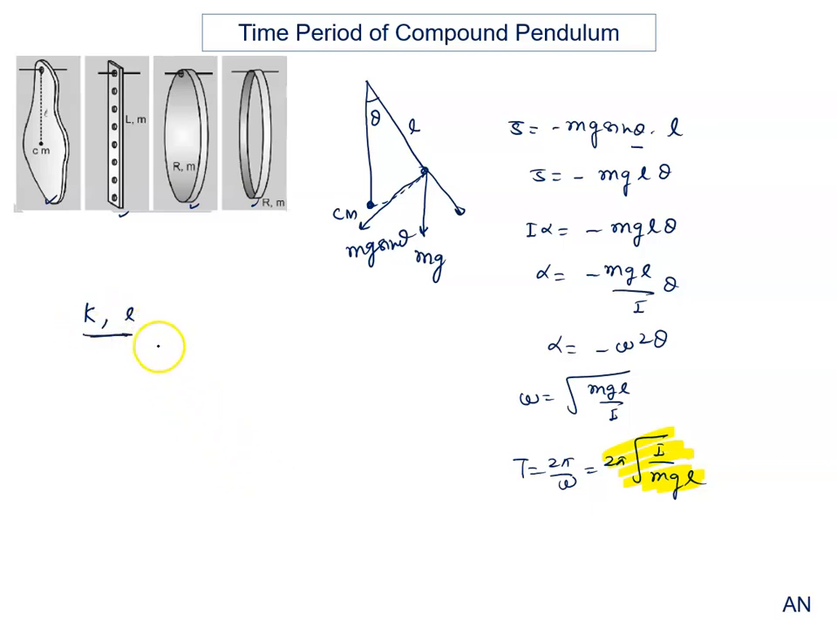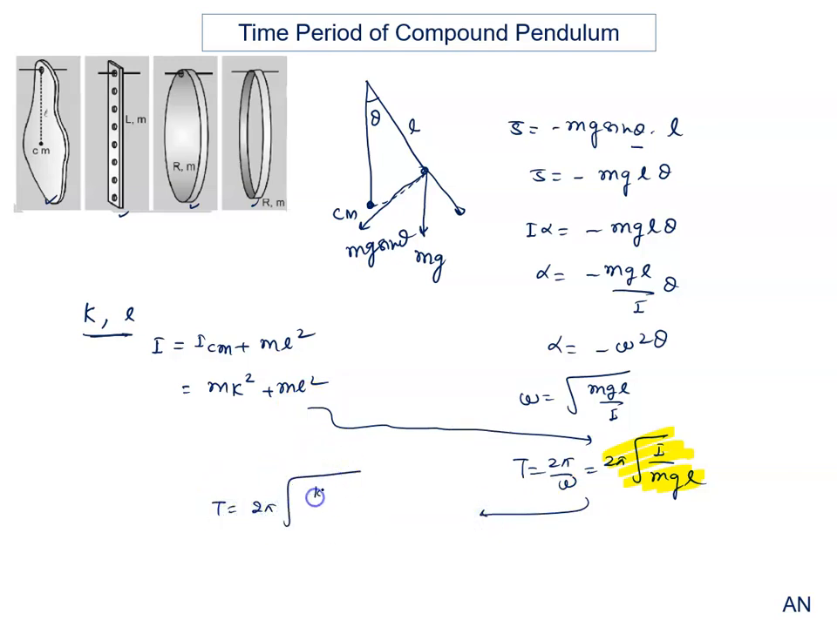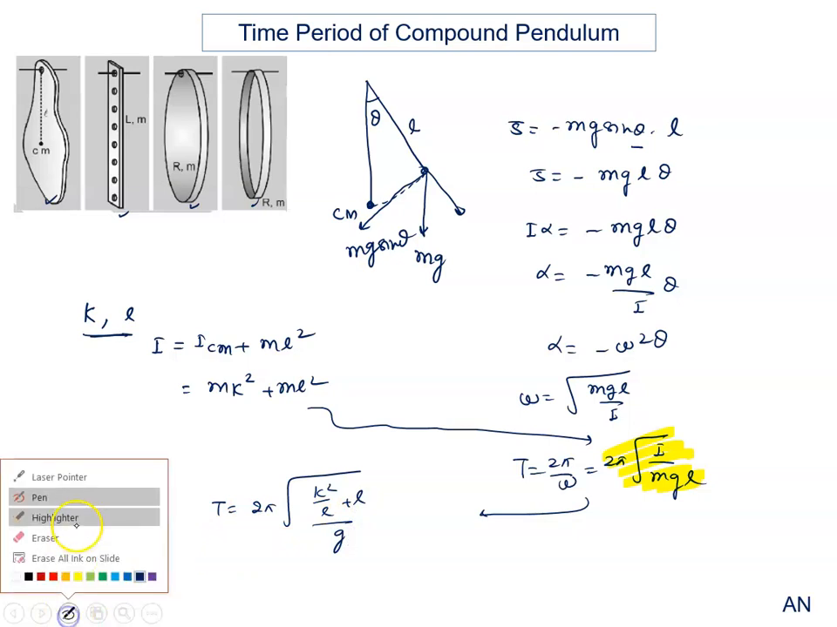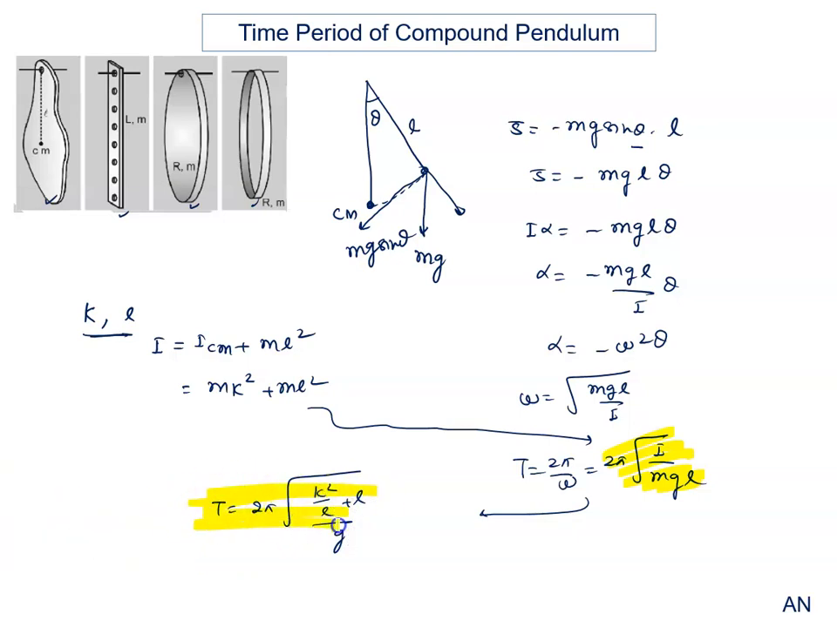Look, I is the moment of inertia. It can be written by the parallel axis theorem, I_CM plus ML square. Okay. What is I_CM? I_CM can be written as MK square in terms of the radius of gyration, plus ML square. So when we put the value of I in this equation, we get another format: T equal to 2 pi root of (K square upon L plus L) upon g. So this is another form of the time period of the compound pendulum.